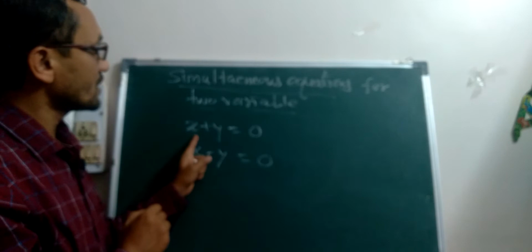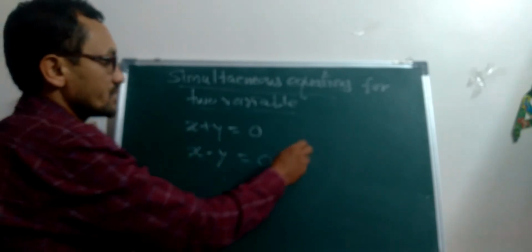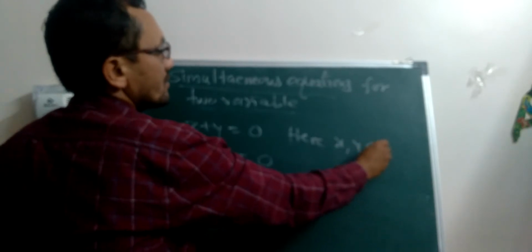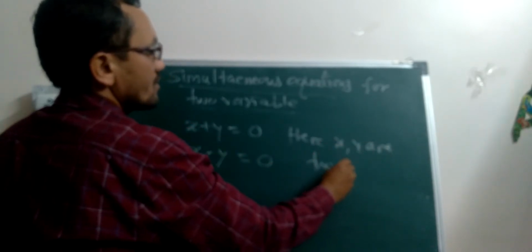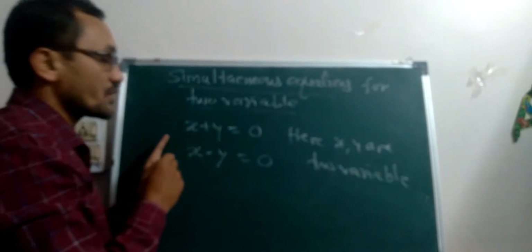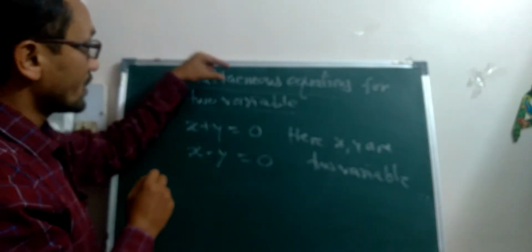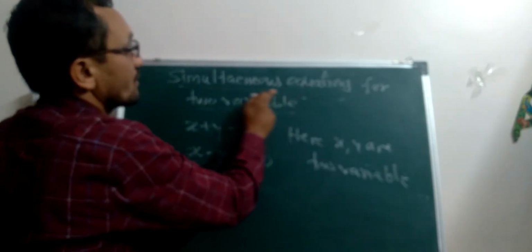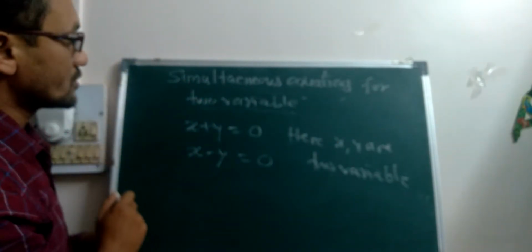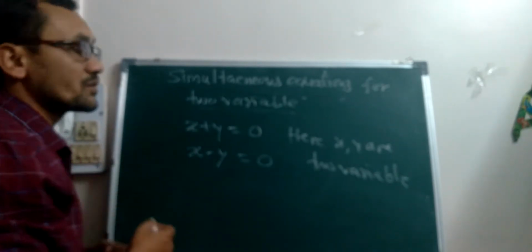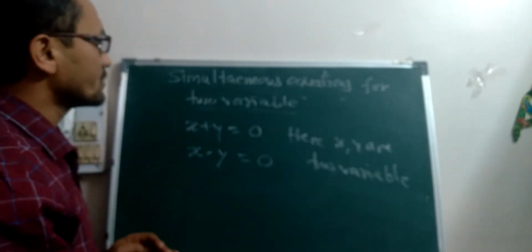These are the equations of two variables. Which variables are there? x and y are the variables. Here x, y are two variables, and if we have two variables and two equations, then we will say that term is simultaneous equations. So we have to solve these equations, and we have different types of methods to solve these equations. We will see one by one.